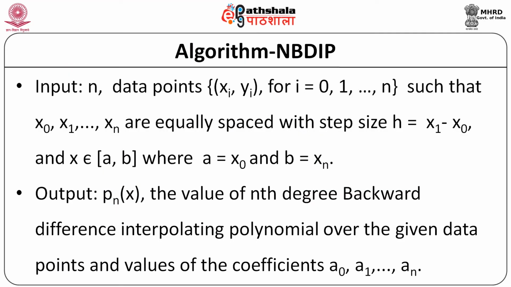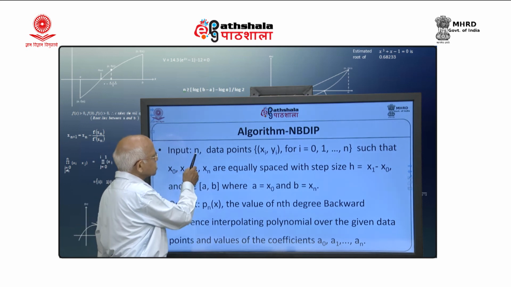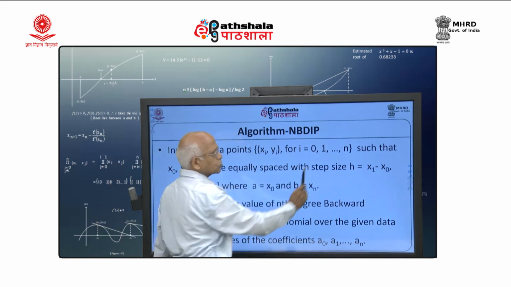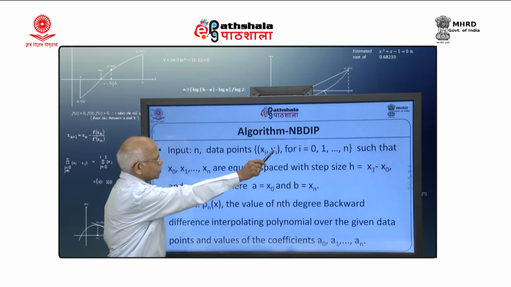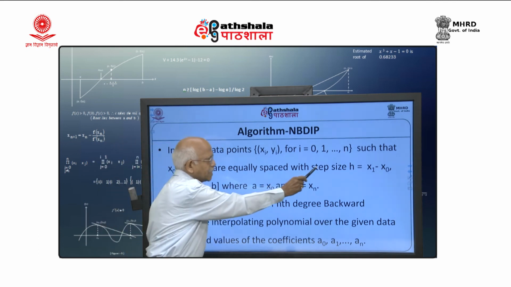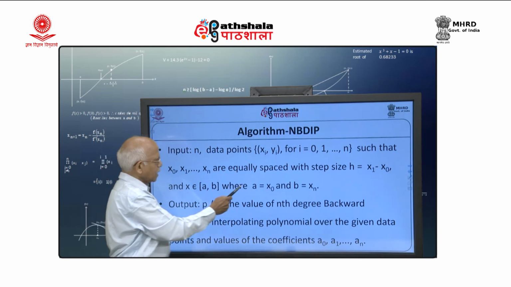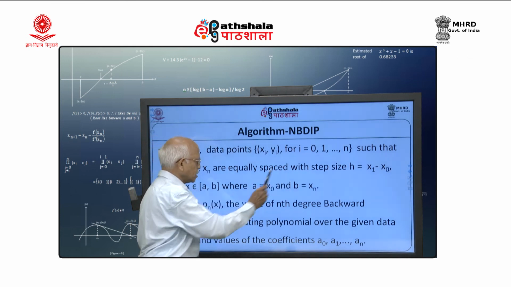Similarly, I can now work out the algorithm for Newton's backward difference interpolating polynomial. Now, you know that in the backward difference interpolating polynomial, we are working out backward differences. Again, the input to the algorithm is the same as the previous one. So, these are n data points x i, y i, i equal to 0, 1, 2 up to n, such that x 0, x 1, x 2 are equally spaced with step size h equal to x 1 minus x 0, and x belonging to a b, where you want to evaluate the value of y, where a is x 0 and b is x n.